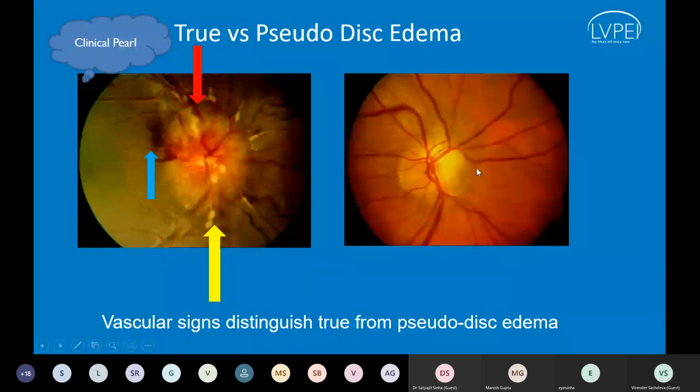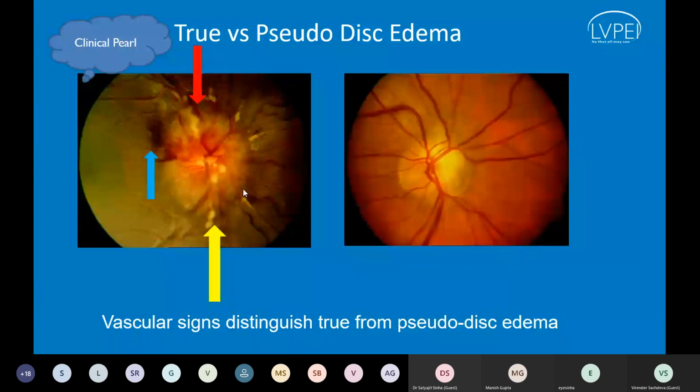The picture on the right side of your screen shows a patient with pseudo disc edema. You can see that there is blurring of the disc margin, especially on the nasal side. There is some elevation here, but the blood vessels are going over the elevation. They are not obscured. Whereas in the patient on the left side of your screen, you can see true disc edema, and there is hyperemia of the disc, there is presence of soft exudates, there are hemorrhages. You can also see that peripapillary RNFL is obscured. So this massive swelling is easy to distinguish in a patient with true disc edema.